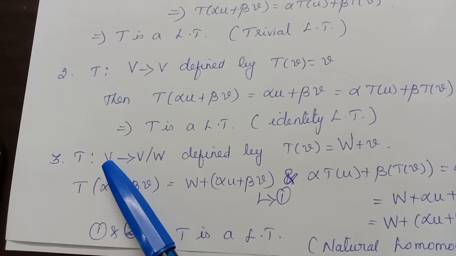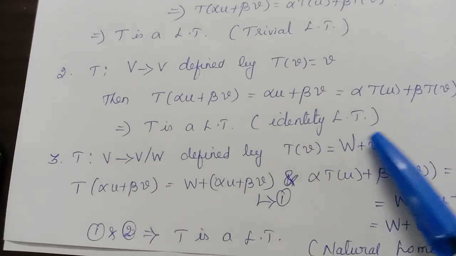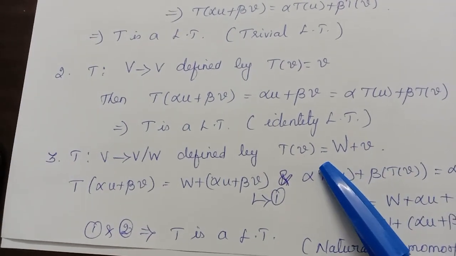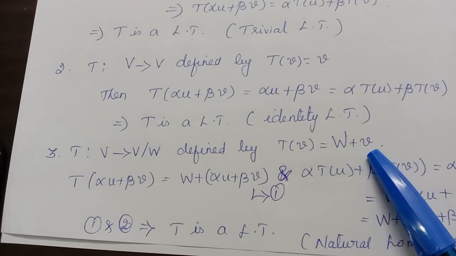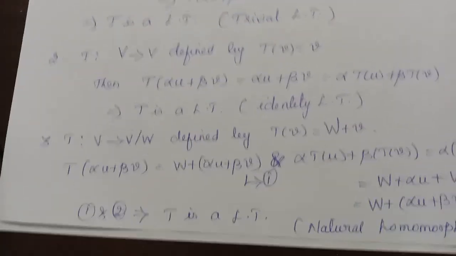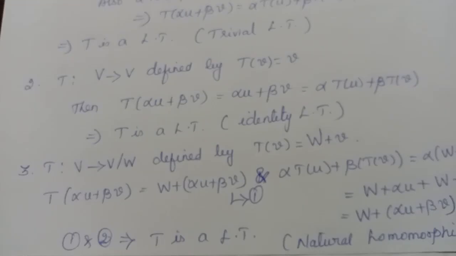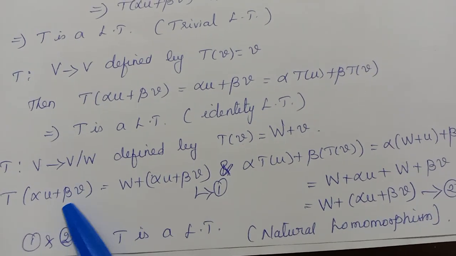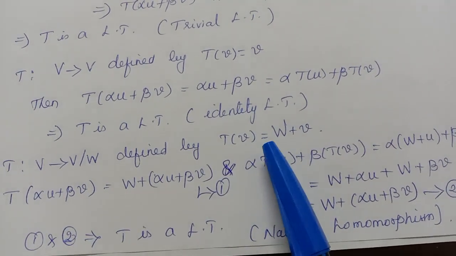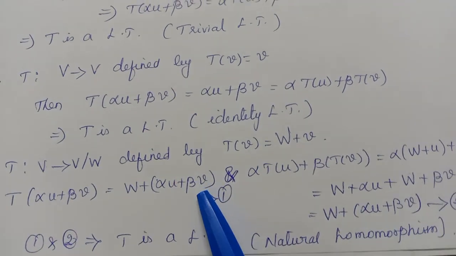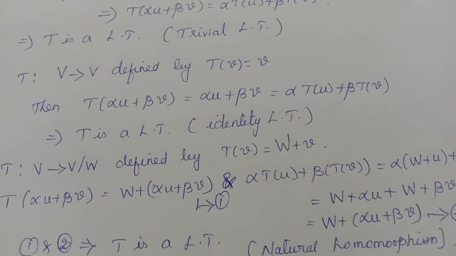So we are defining a mapping from V to V by W as T of V equal to W plus V. That is, every element V of the vector space is mapped to W plus V in the quotient space. We are going to check whether this is a linear transformation or not. For that, consider T of alpha U plus beta V equal to, what is the definition? W plus that vector. So W plus alpha U plus beta V. Let us take this as equation number 1.